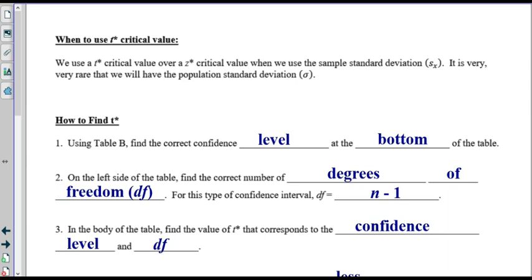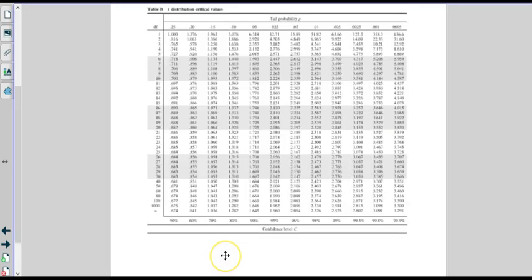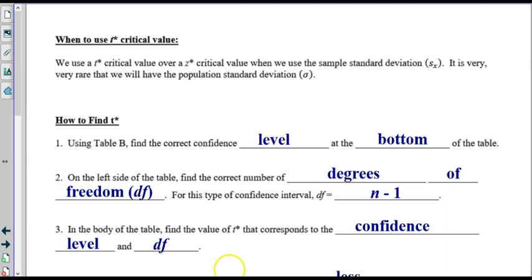Okay? So if you notice, down here is where you're going to look. Yes, there are numbers up here, but that's not what we're looking at. We're looking at the bottom. So 95%, 98%, and so forth. That's what we're looking at. We'll come back to that in a minute.